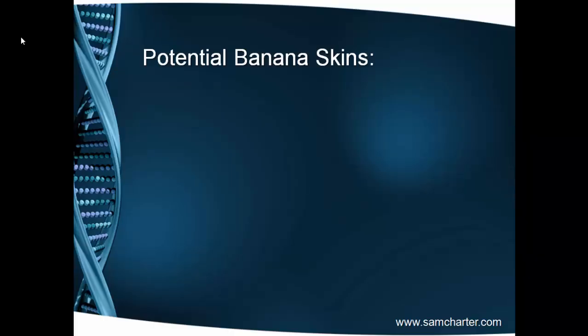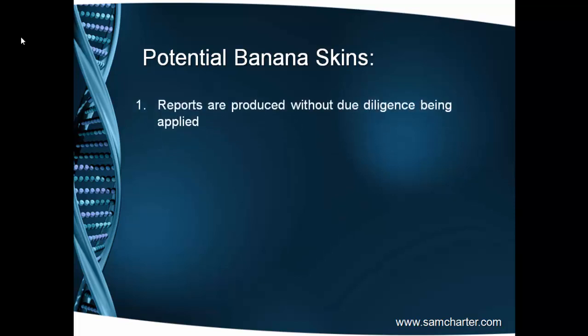So what are the banana skins or the hurdles with this kind of report? Well, obviously, first of all, they are produced without any due diligence being applied. So the report may contain sensitive information and then be passed on to the wrong hands. This is obviously not the purpose of this report. The process needs to be followed. The right people need to have access, and the wrong people, they don't need to know about the report's findings.